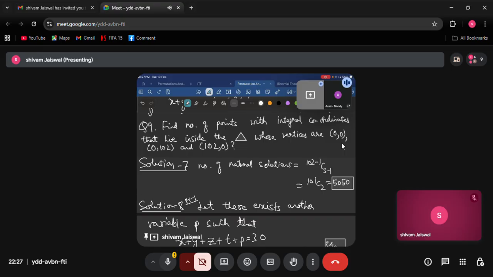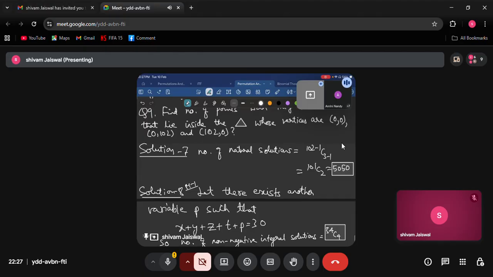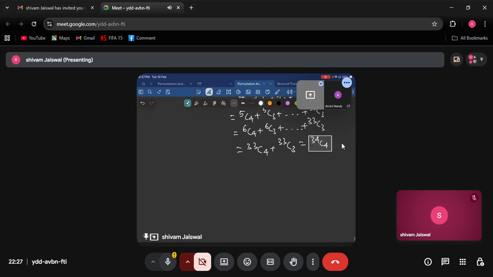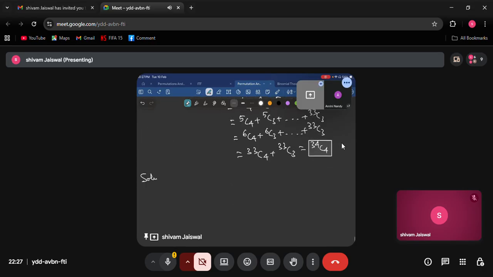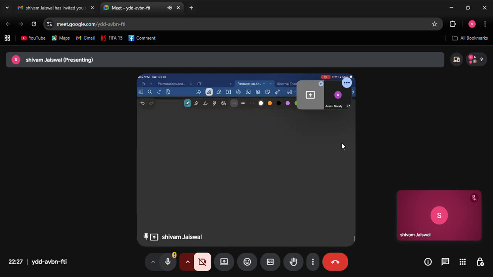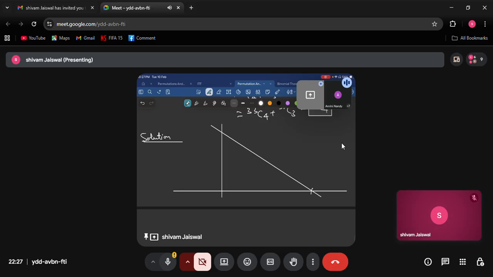Okay, so everyone pay attention. You need to find out the number of points with integral coordinates that lie inside the triangle whose vertices are (0,0), (0,102), and (102,0). So let us first of all plot the points. So this is 102 comma 0. This is 0 comma 102.